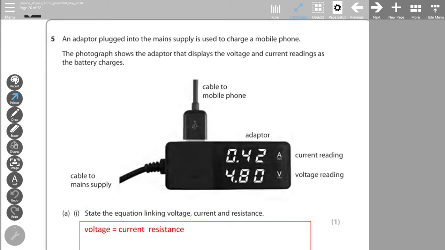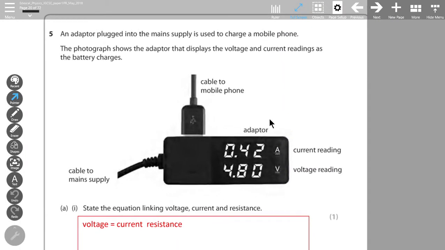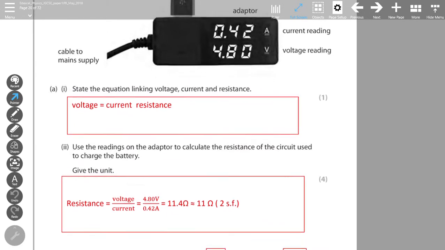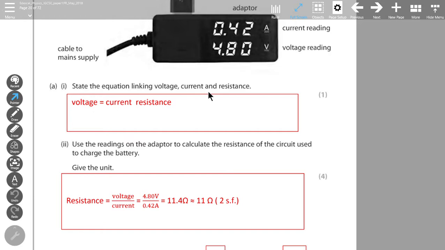Next question. An adapter plugged into the mains supply is used to charge a mobile phone. The photograph shows the adapter that displays the voltage and current readings of the discharge. So we have a cable and a cable from the mains, and we see the current. The current is 0.42 amperes and the voltage is 4.80 volts. State the equation linking voltage, current, and resistance.